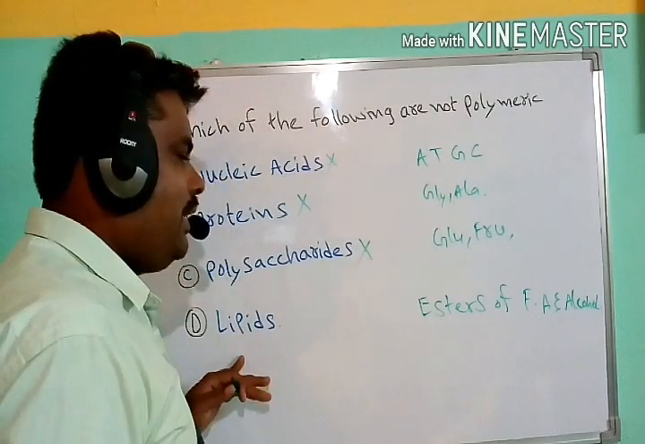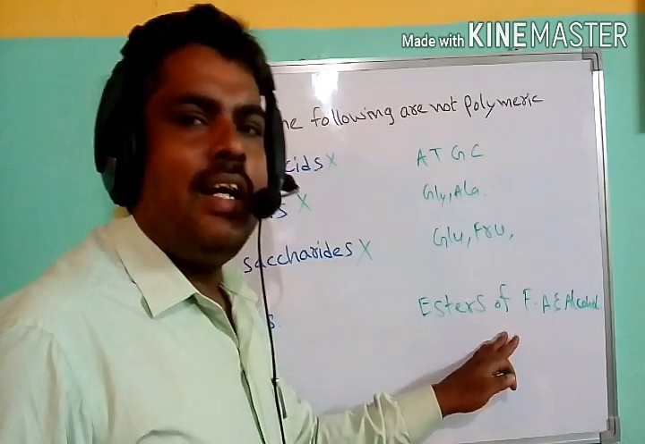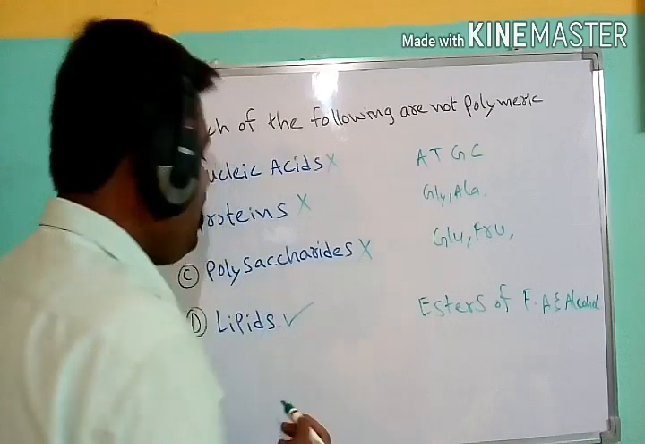Next, coming to lipids. Lipids are not a polymeric unit, being the esters of fatty acids and alcohol. So it is the right option for this question.